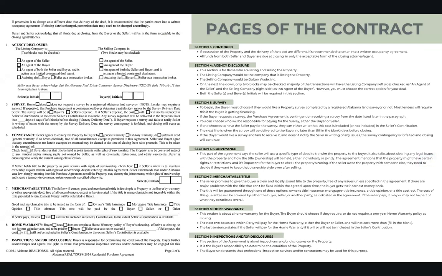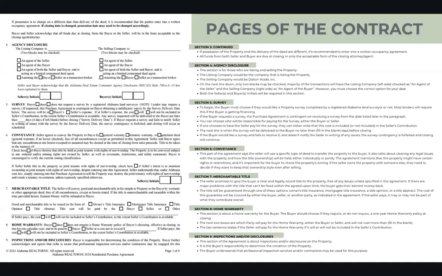If possession of the property and the delivery of the deed are different, it's recommended to enter into a written occupancy agreement. All funds from both buyer and seller are due at closing. Section 4 is agency disclosure. So this section is for those who are listing and selling the property.